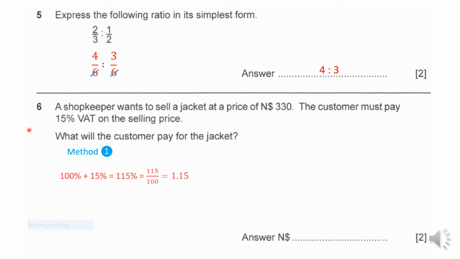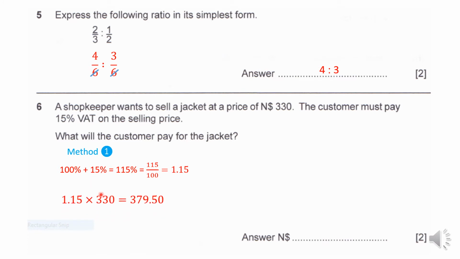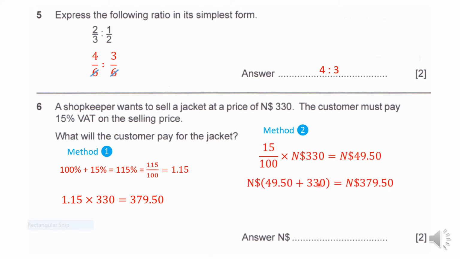So I have two methods here. If I find 15% more of 100%, that's 115%, 1.15. You multiply that, and that gives you the answer directly. Second method, you find 15% of 330, and then you add that to the 330. So the bottom line is you should find $379.50.